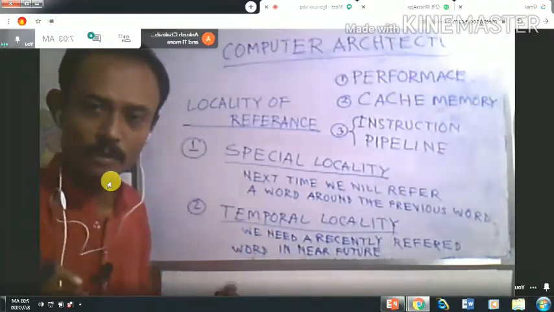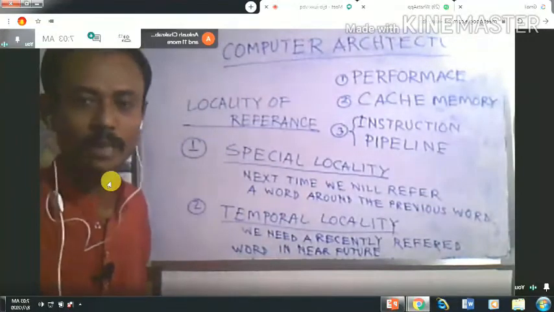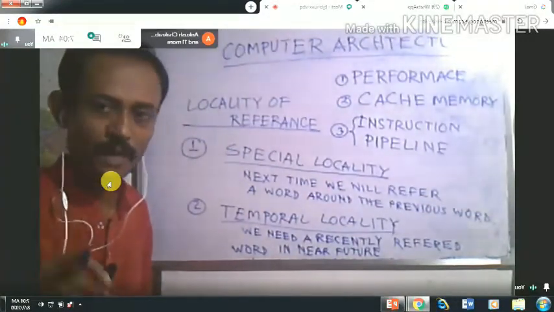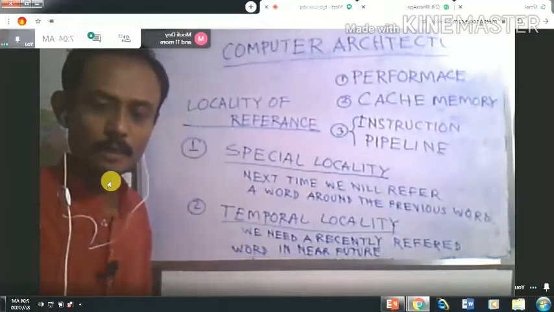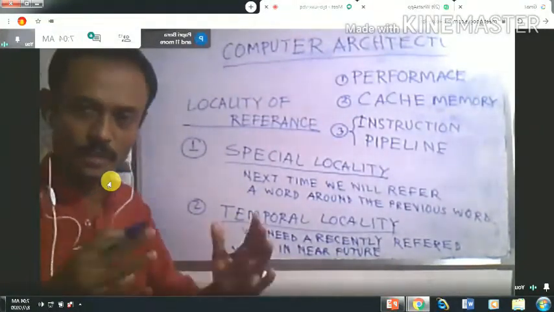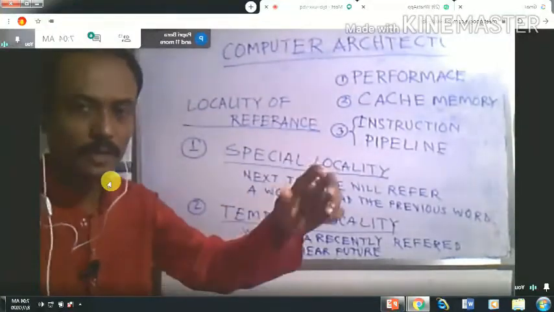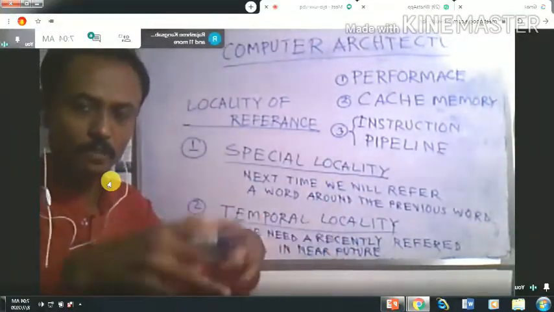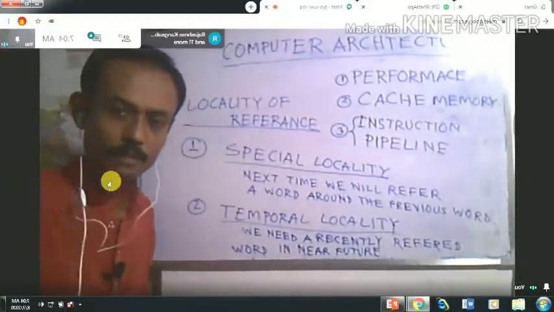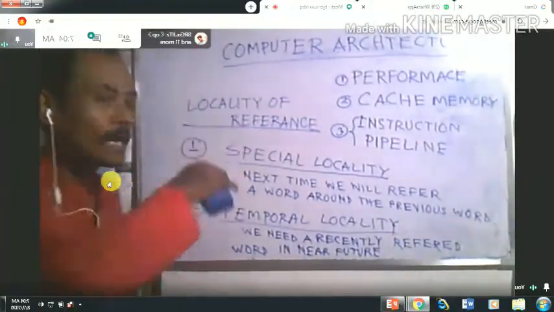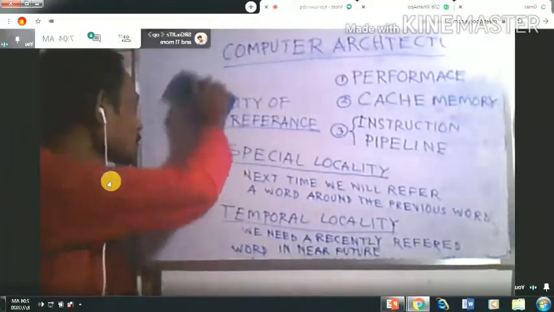Now from the cache memory, we have to know two other important terminologies that are associated with the write policy of the cache memory. So what are the different policies of cache memory? Read policy and write policy. Write policy means when you write something in the cache memory, what are the different policies? There are two very important policies: write back and write through.